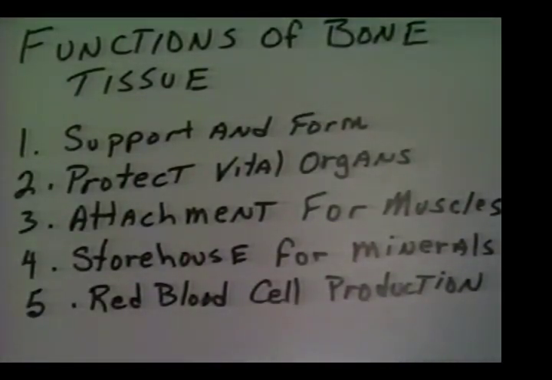Bone tissue. Bone tissue provides support and form to the body, protects vital organs, serves as an attachment place for muscles, serves as a storehouse for minerals, and is where red blood cells are produced. Obviously, the location of bone tissue is in the bones.